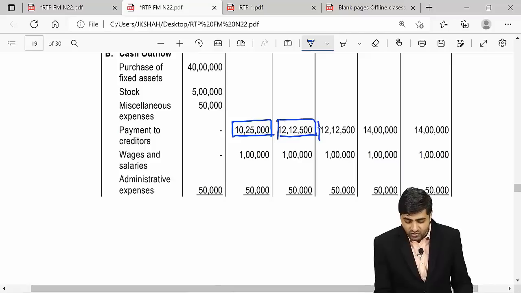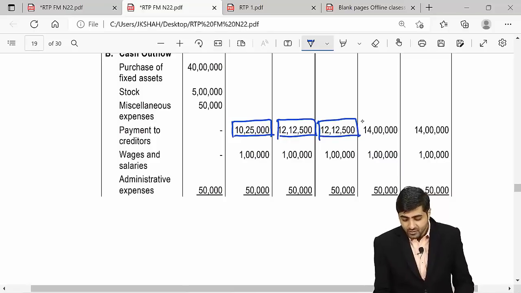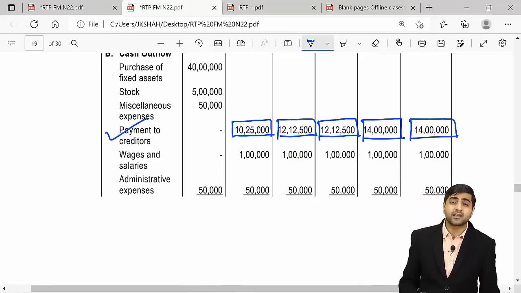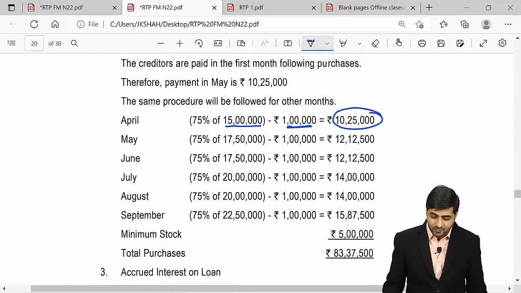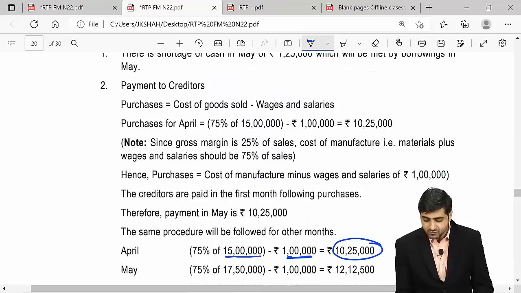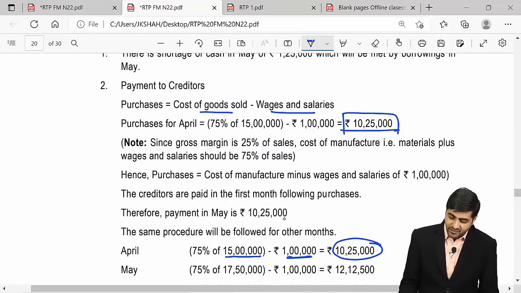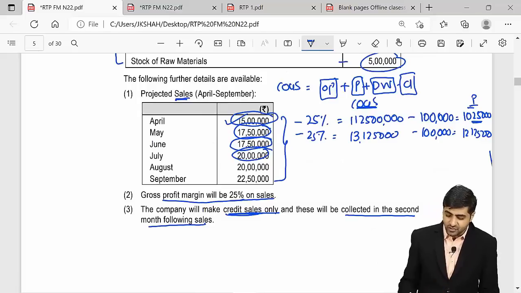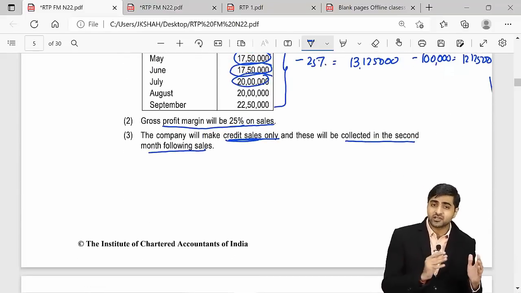Similar to that, you also have to calculate June month purchases, which will be paid in the month of July, then July month purchases, which will be paid in August, August month purchases, which will be paid in September. That's how you will be calculating your payment to creditors. For that, there is a working also available, and it is mentioned that COGS minus wages and salaries will give you your purchases, and that you have to calculate for each and every month. So, my dear students, we are done with your payment to creditors, and we are also done with your collection from debtors.